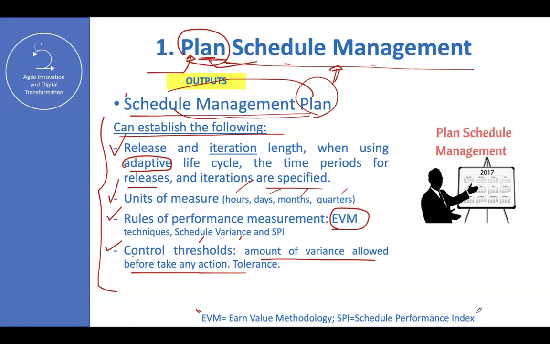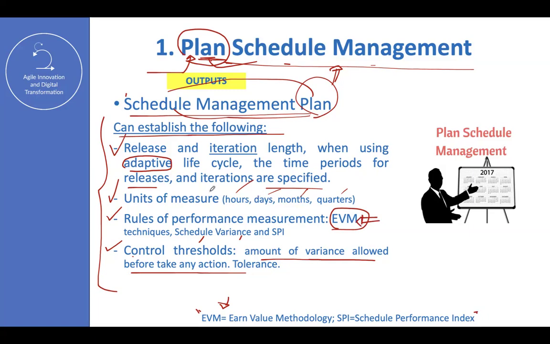EVM is, can you read this? Yes, EVM equals earned value methodology. SPI equals schedule performance index. Thank you very much. I have good news. This type of terminology will be explained coming up very clearly. So let me just provide an overview.